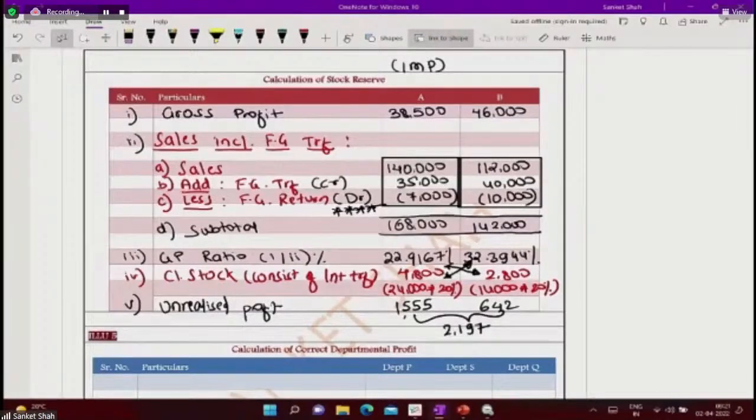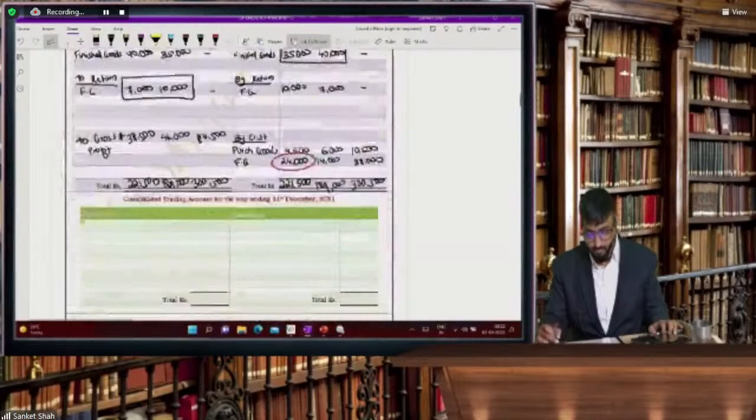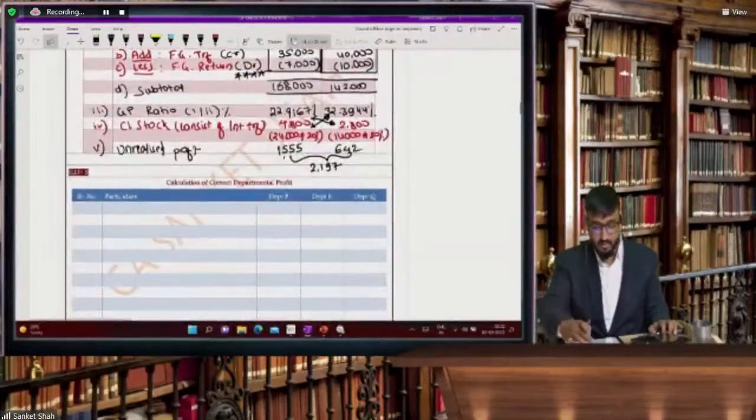Calculation of stock reserve. एकदम easy છે બેટા પ્રથમ. If Pratham is finding it's easy, it's really easy.